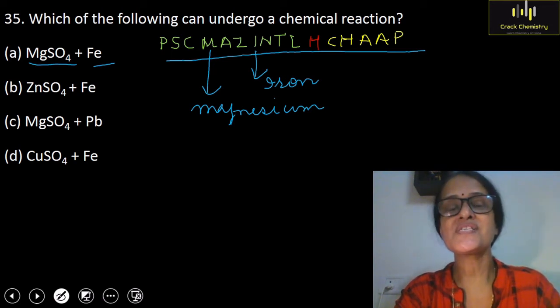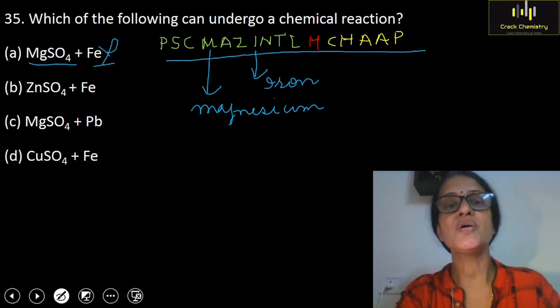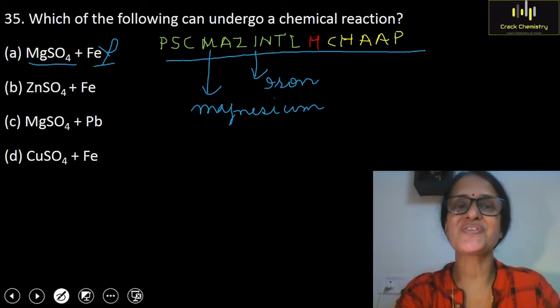So therefore this reaction cannot take place. Because iron is less reactive than magnesium, a less reactive metal can never displace a more reactive metal from its salt solution. So reaction A is not possible.